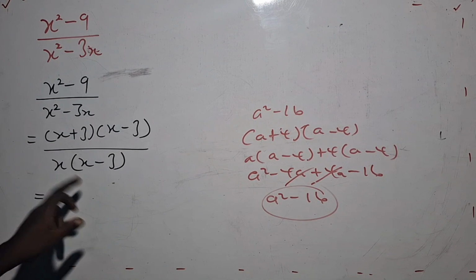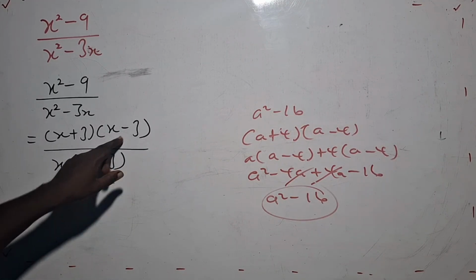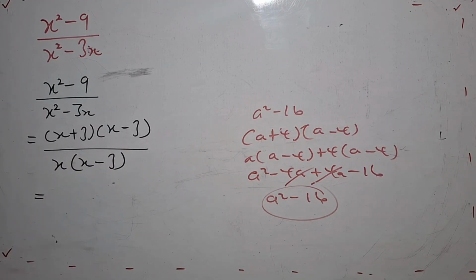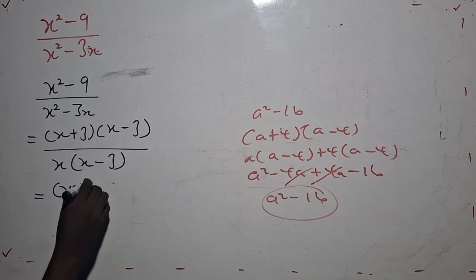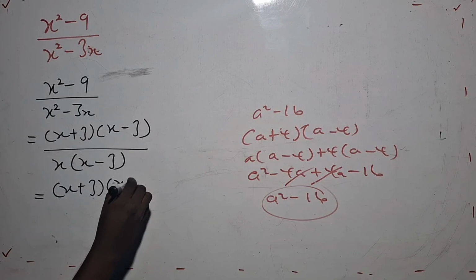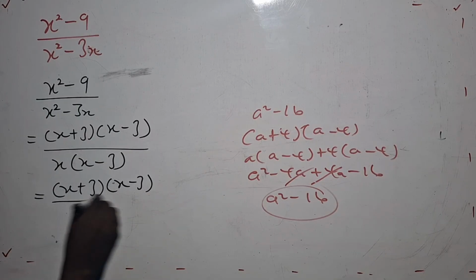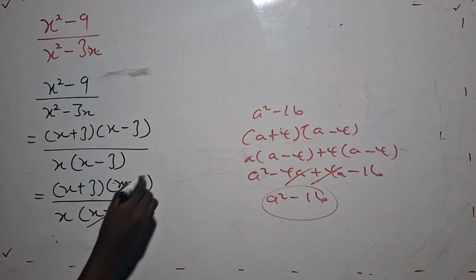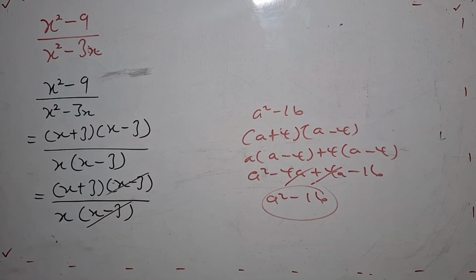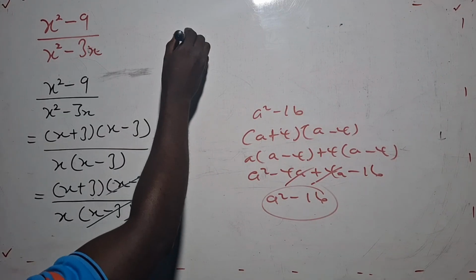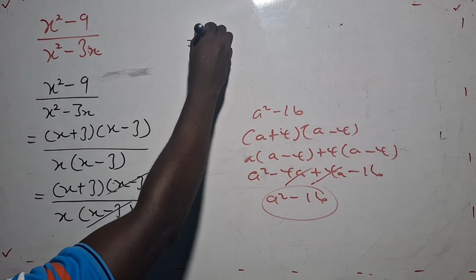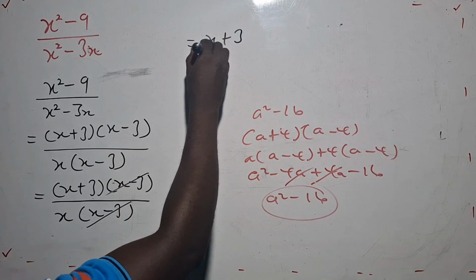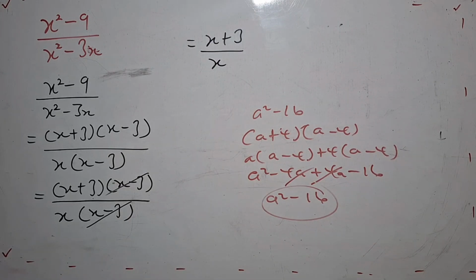Now what do you see? We've gotten a common term here. So x plus 3, x minus 3, all over x, x minus 3. So this can cross out this. Now what do we have here? We have x plus 3 all over x. But they say we should find the zero of this expression.